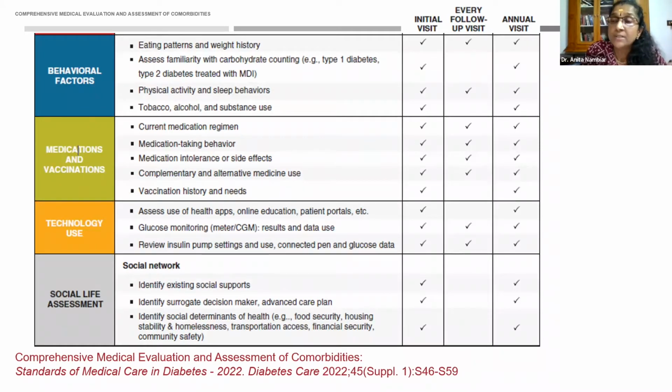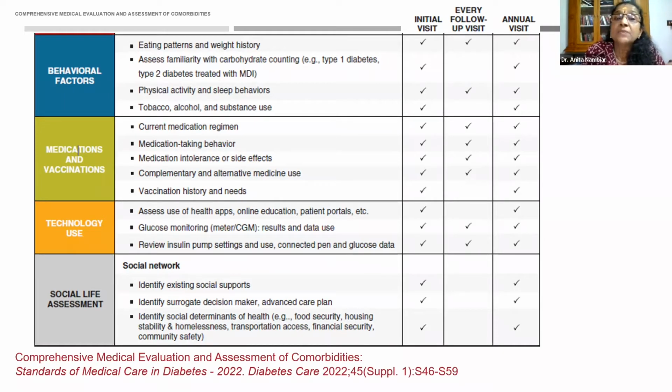Let me tell you that this all has been taken from Standards of Medical Care in Diabetes 2022, ADA guidelines. This usually in our setting we do not ask all these questions, but those people who are having a good diabetic clinic, they do all this carbohydrate counting.